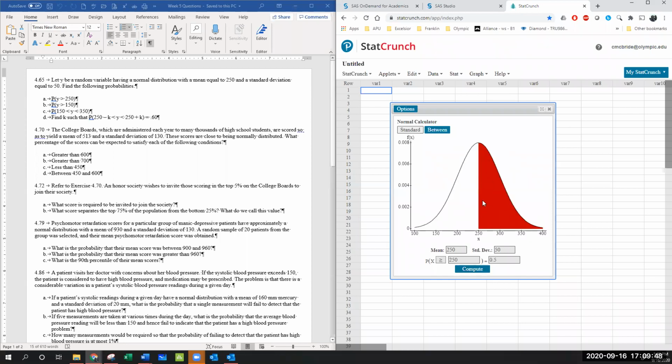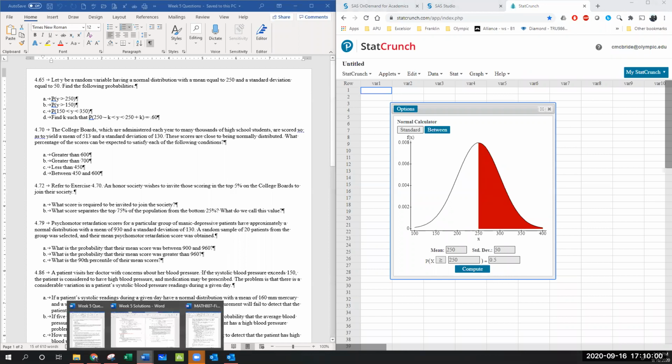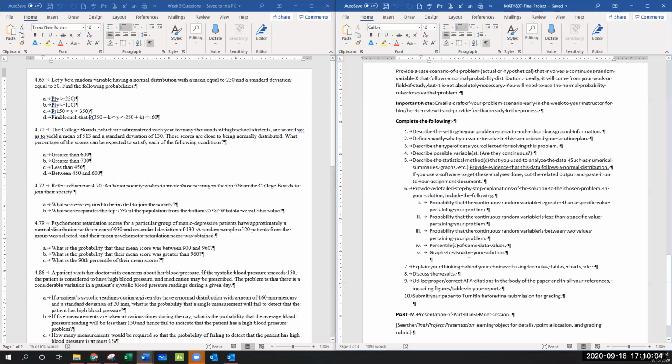And this is what they mean by a graphical representation, a nice little pretty picture of the normal curve with it shaded in, showing you, and that's why the answer is 0.5, because it's exactly half of the graph, okay? So that's the last part as far as graphs are concerned.